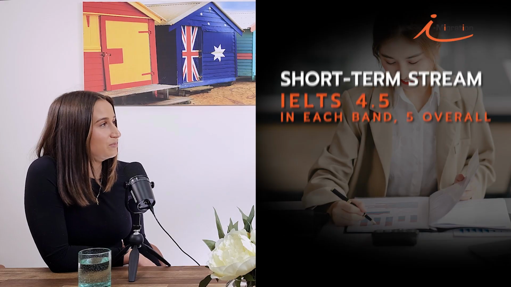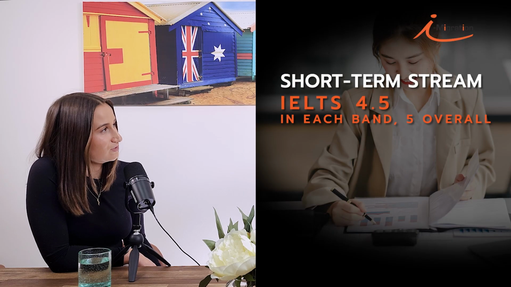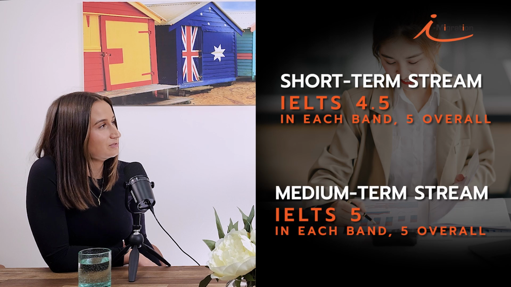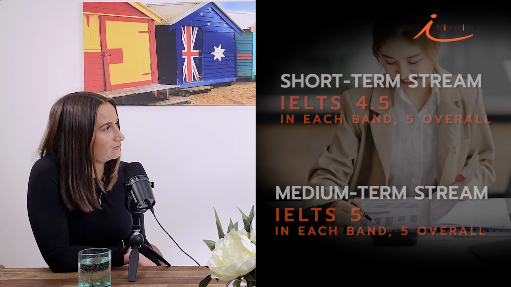So if we're using, say, IELTS, for example, as a baseline, what are we looking at? Because I know a lot of people are worried about IELTS increasing from 6 to 6.5 for a graduate visa. What is it currently for a 482 visa? So for short-term occupations, it's 4.5 in each band, 5 overall. And for the medium-term stream, it's 5 in each band, 5 overall. Wow, so that's lower than what a graduate visa requires.